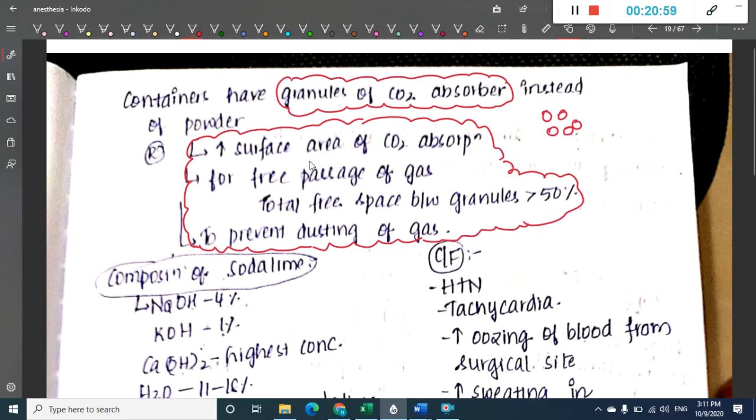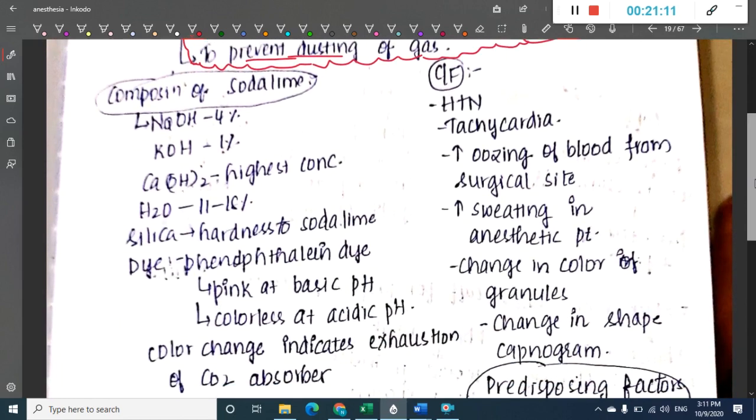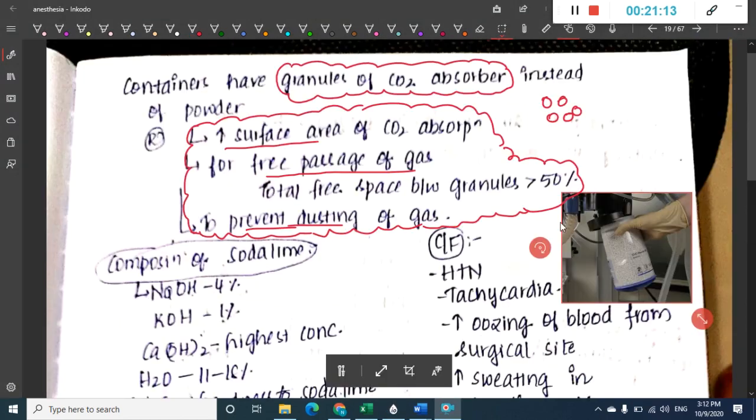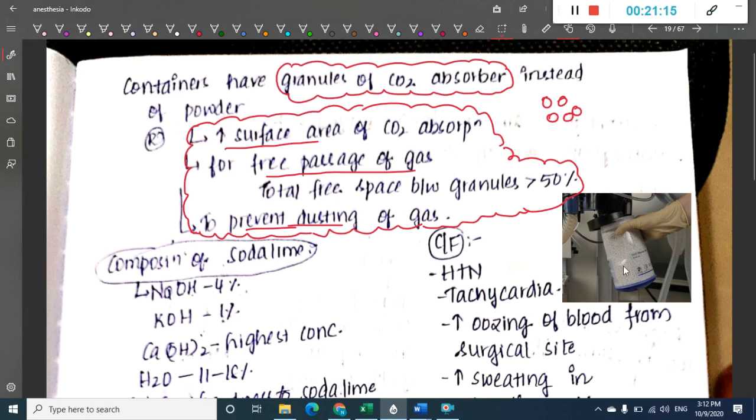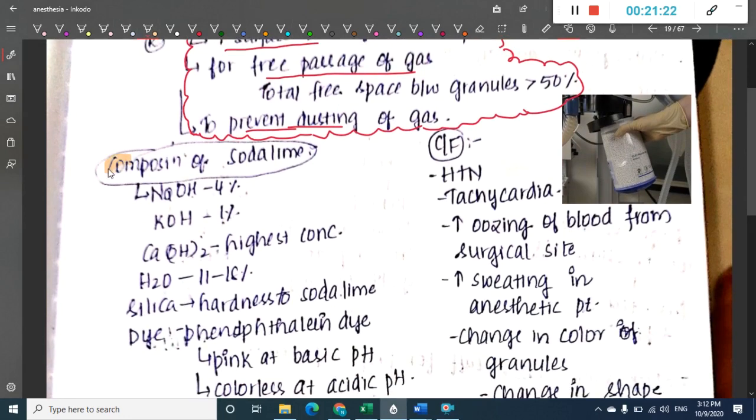So these are the reasons why we have put granules of carbon dioxide absorber: one, to increase the surface area; two, free passage of gas; and three, to prevent dusting of gas, right? Now what is important is the composition of soda lime. So this is the carbon dioxide absorber, which you can see in your anesthesia machine also. So the composition of soda lime is important.